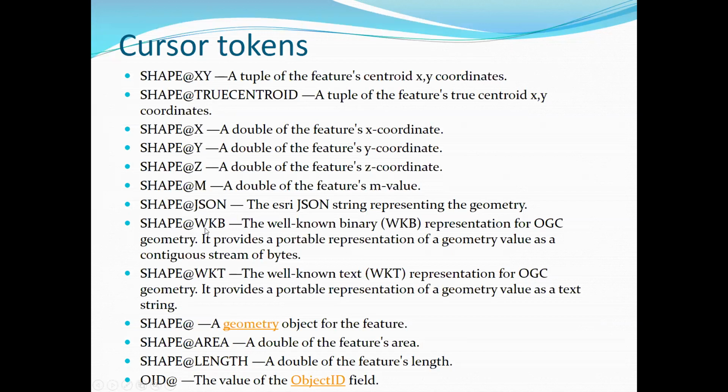So there's well-known binary. You can't really read it. It's a binary stream, but it's the representation of that geometry as well-known binary. There's well-known text, which lots of stuff can read as well. There's a way to get it out.